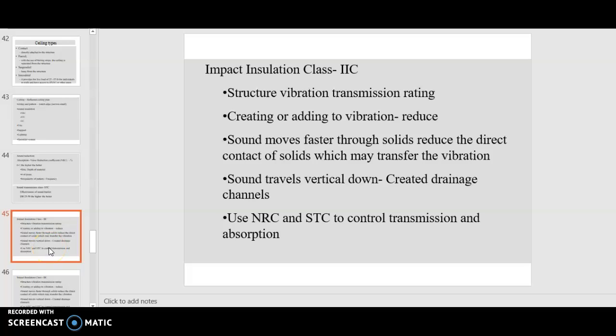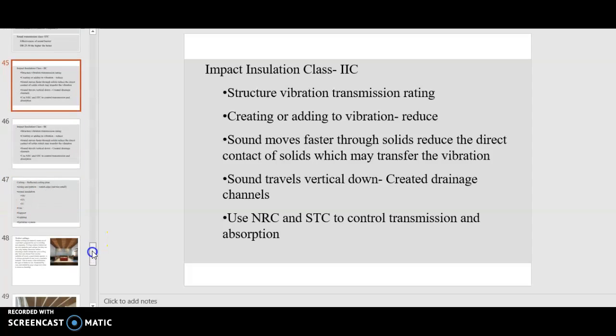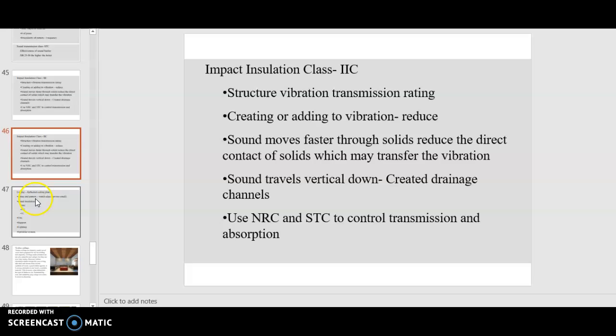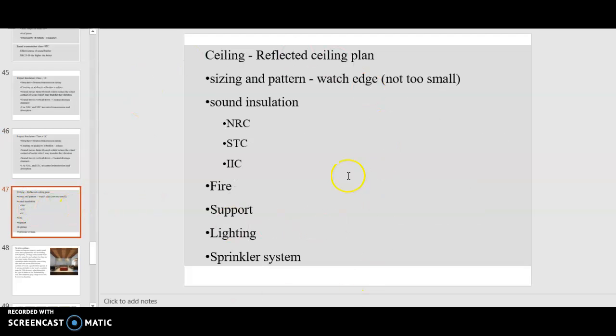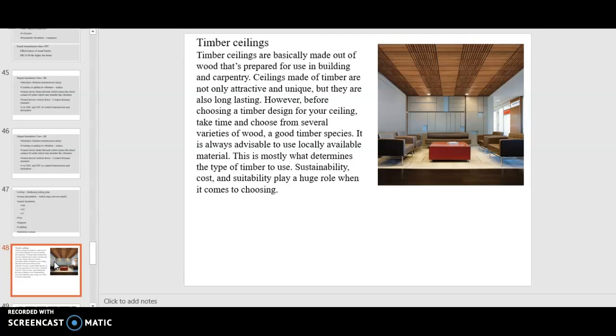Remember, we're concerned with vibration, the source of material. We're thinking about the vibration of the material. We're thinking about reducing the direct contact of the solids. We want to have a suspended ceiling if we can. And we would like to create these sound chutes so the sound goes through. And we want to create these layers at the ceiling level, which deals with STC and NRC. So think about all of those layers as you're thinking about what type of ceiling you are going to have, where you're going to have your ceiling lights.